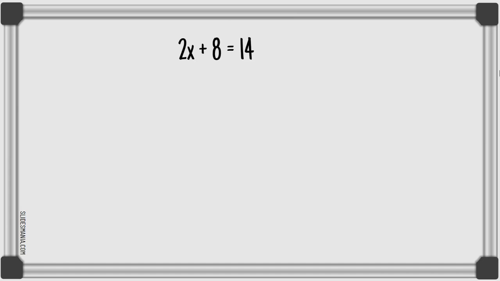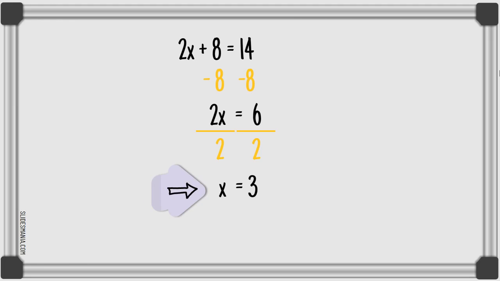Here you have an example. Now we want to undo the addition or subtraction. You have a plus 8. So the opposite to undo a plus 8 is to minus 8. So we minus 8 on both sides of the equal sign. We get 2x is equal to 6. Now you have a 2 times x. So to solve for x, we want to divide both sides by 2. So x is equal to 3.